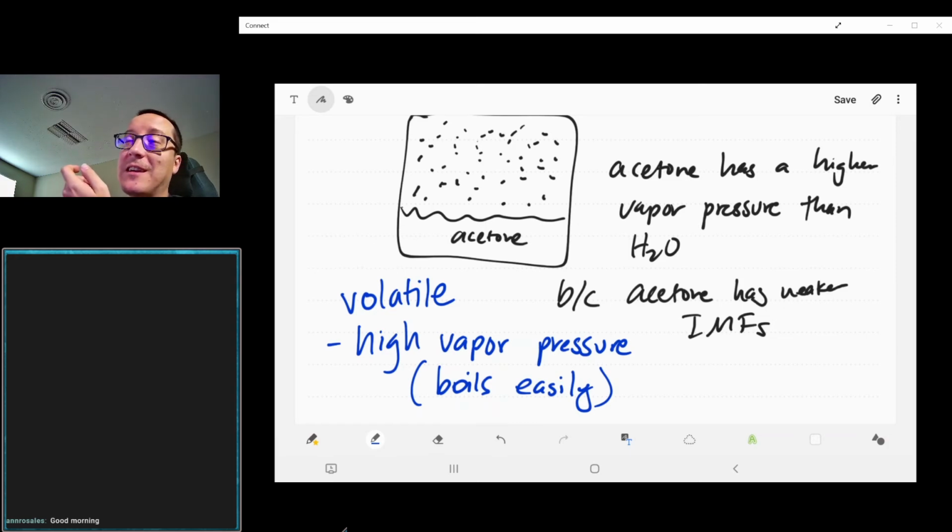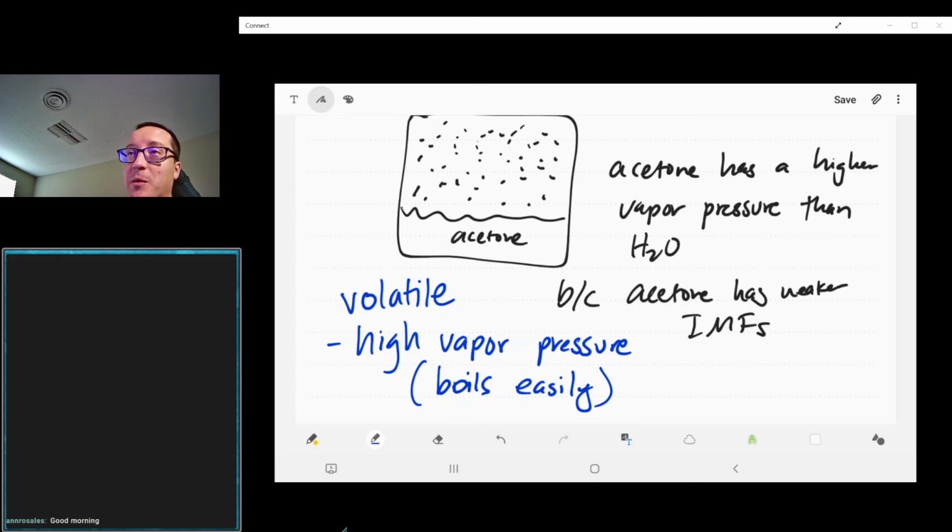And so we're going to say that the gasoline would be volatile, but the oil is not. The oil would be non-volatile. Something that is volatile will have a high vapor pressure, meaning it boils easily. And we're going to see that vapor pressure is inversely related to IMF strength. So low IMFs means high vapor pressure. High vapor pressure means you boil easily. That means you also boil at a lower temperature. So it's the same idea that we've learned before.